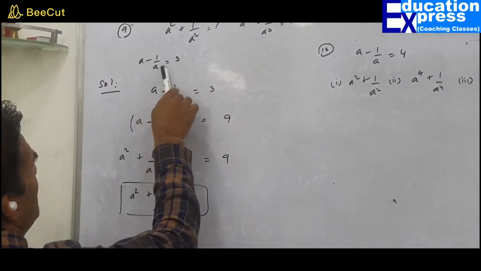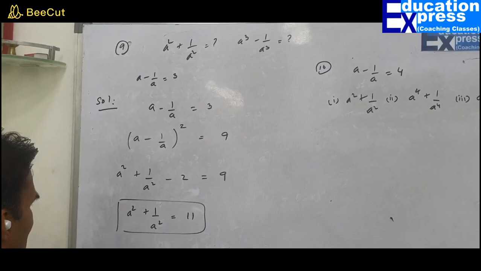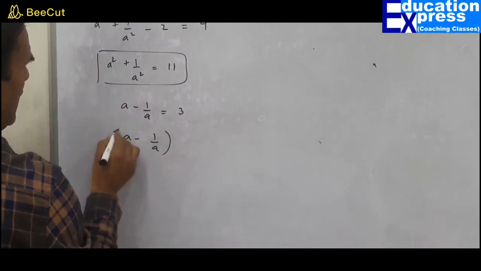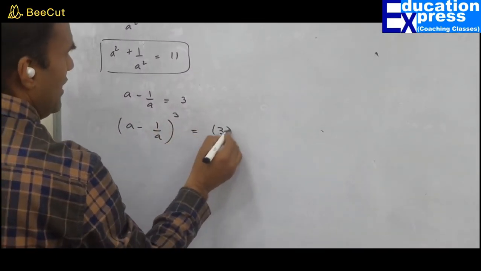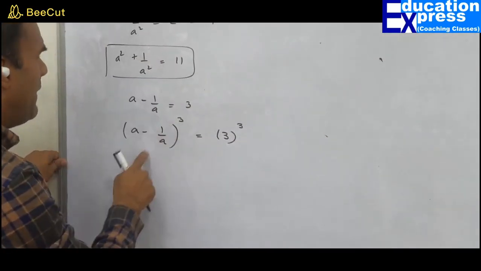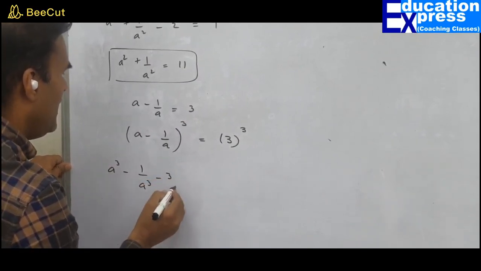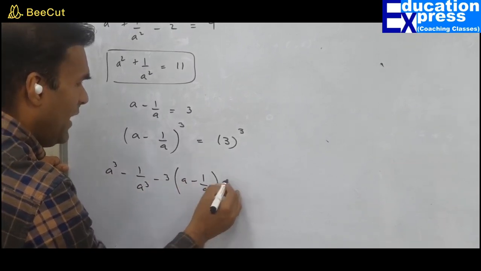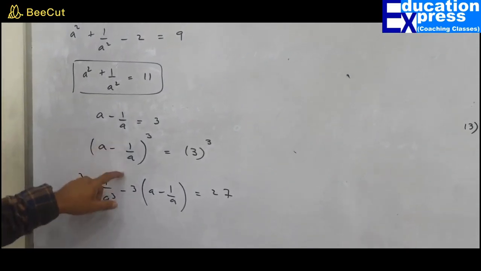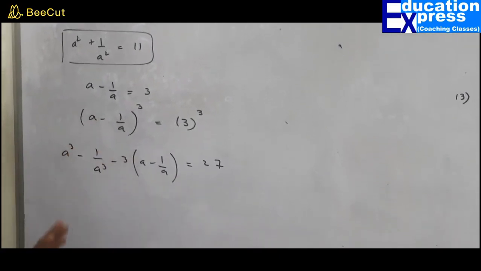Since I have a minus 1 upon a equals 3, and I want the cube, I will take cube on both the sides. How? a minus 1 upon a equals 3. So (a minus 1 upon a) whole cube will be equal to 3 cube. Taking cube on both the sides. Why so? Because I am interested in finding the cube. Can you expand that? Of course, a cube minus 1 upon a cube minus 3 into a minus 1 upon a will give you 27. We have already discussed the identity: a minus 1 upon a, the whole cube can be written as a cube minus 1 upon a cube minus 3 times a minus 1 upon a.